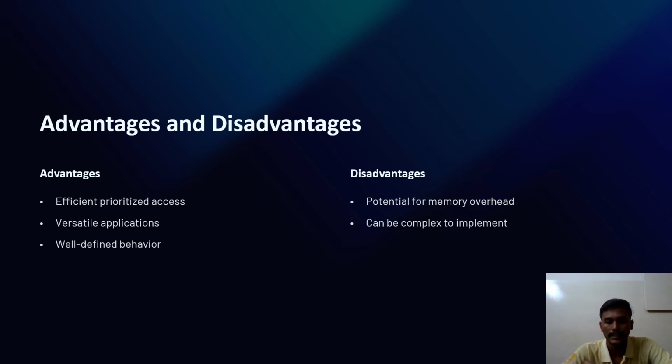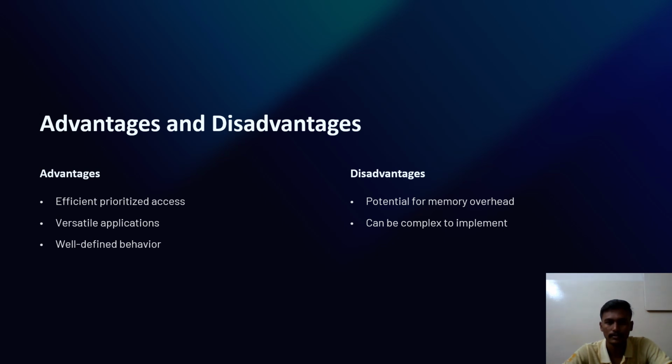Double-ended priority queue advantages. Greater flexibility: allows both the highest and lowest priority elements to be accessed and removed, providing more versatile functionality. Efficient extreme access: supports operations like getting the maximum and minimum priority elements in constant time. Two-directional control: you can manage elements from both ends, offering more control over the queue's operation, which is useful for certain scheduling or optimization problems.